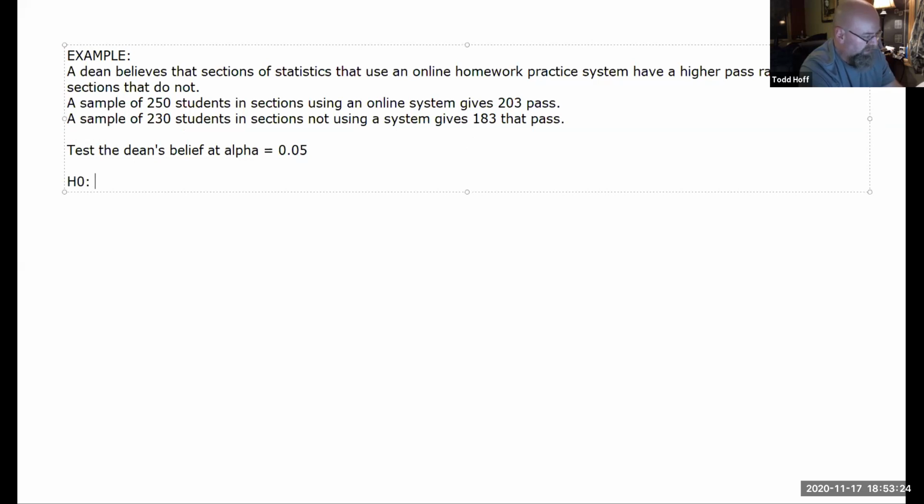So our null hypothesis is that P1 minus P2 equals 0. There is no difference. The alternative, P1 minus P2 is greater than 0. That those who used it had a higher pass rate. Let's go to the calculator.